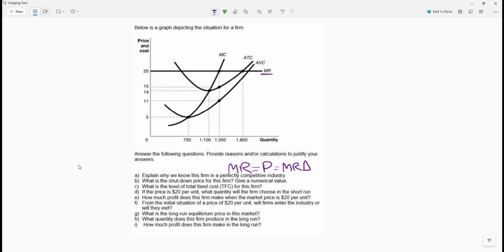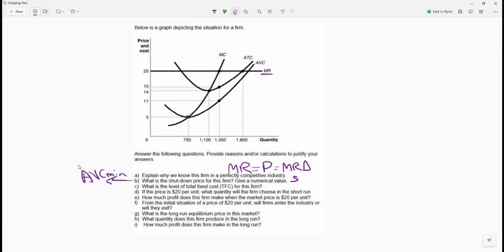What is the shutdown price for this firm? Anytime you're looking for the shutdown price, you want to find where average variable cost is at its minimum. So just find that. That is your shutdown price. So that is right here. Marginal cost crosses average variable cost at that point. So that would be 5 for that one.